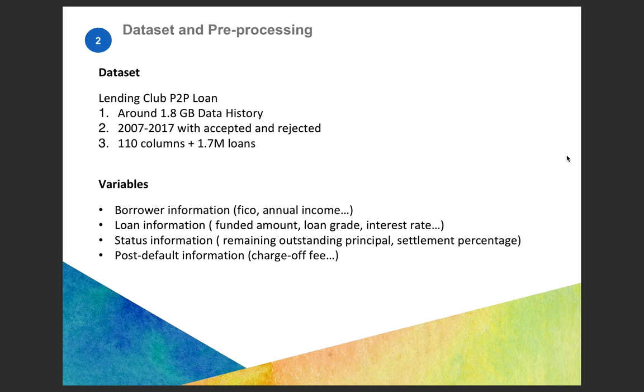The variables have basically two parts. One part is the borrower information and loan information. The next part is the loan status information, which is also the history of the loan information.